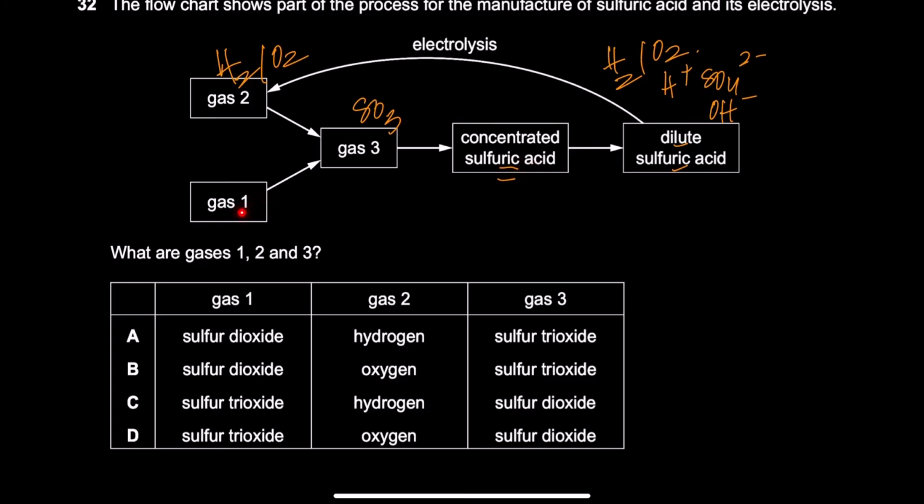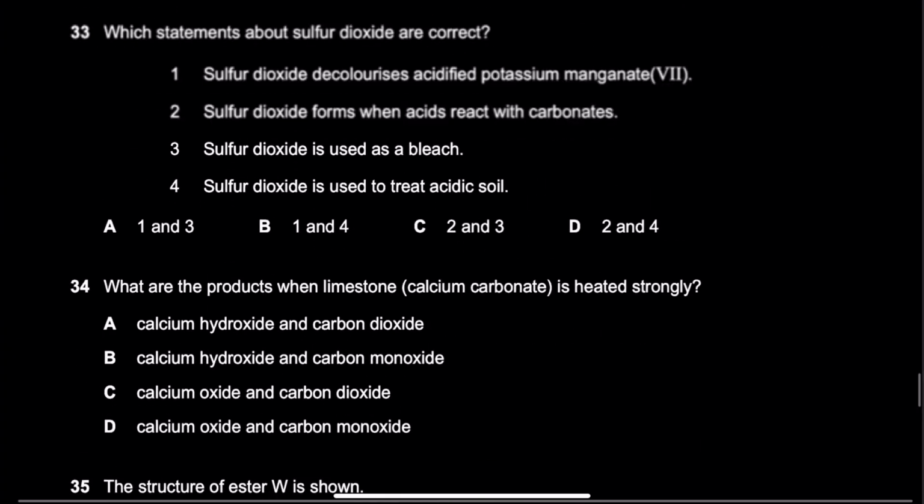And what will this gas 1 be? Gas 1 should be sulfur dioxide. Why should it be sulfur dioxide? Because this sulfur dioxide would react with oxygen to give sulfur trioxide, and then that would react with water to give you concentrated sulfuric acid. So sulfur dioxide plus O2. So gas 1 is sulfur dioxide, not trioxide, and then that'll react with O2, oxygen right here, to give you sulfur trioxide. B therefore is the right option.